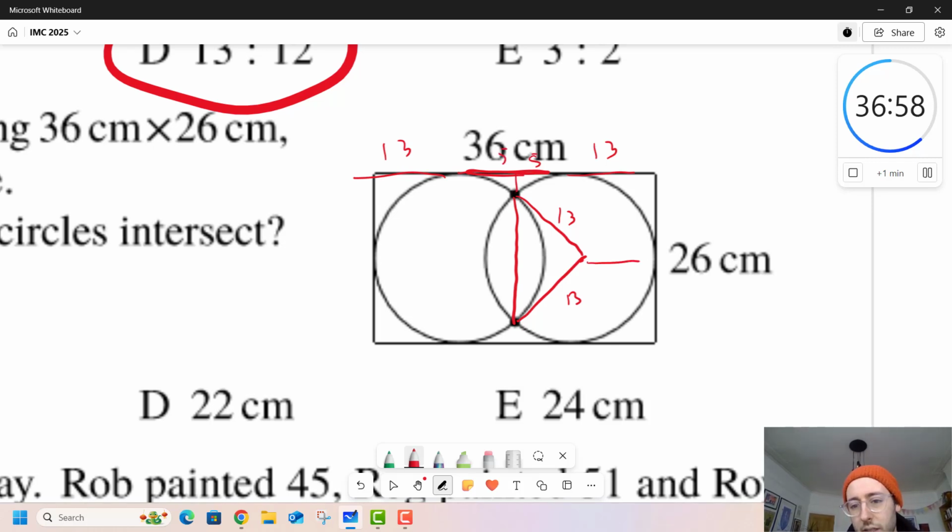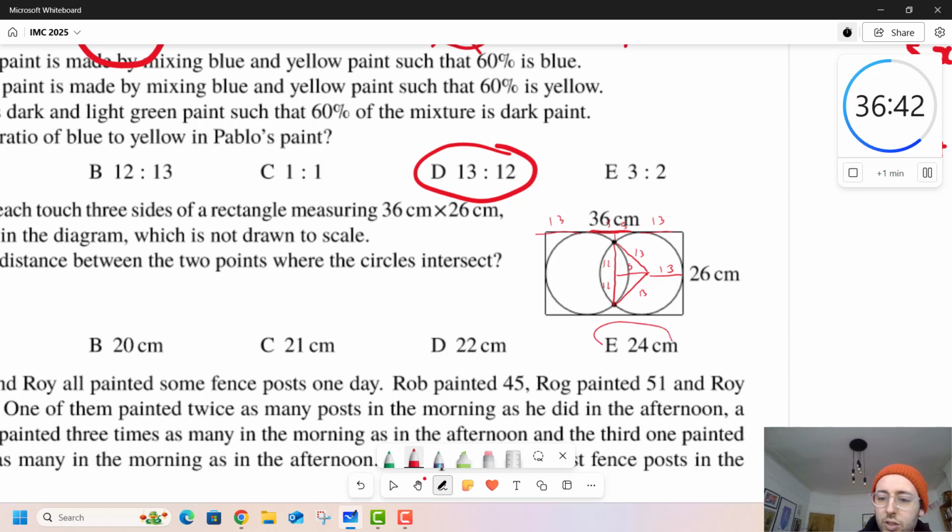Okay, so if this is 13 and this distance is 5, we just need to find this distance. Oh, it's 5, 12, 13. Would you look at that? So that distance is 24. As soon as you have 5 and 13s, Pythagorean triples.